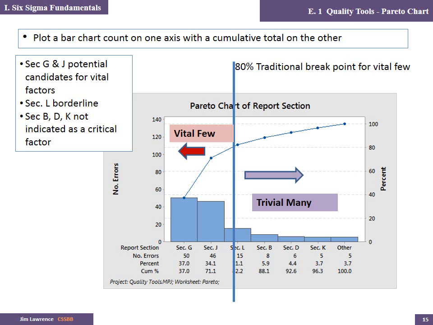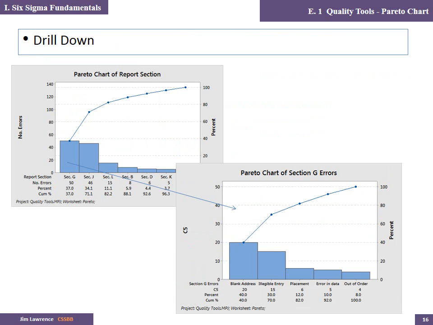So you have section G, section J, and to some extent section L are your critical report sections for focusing your improvement. Now we can use the basic quality concept of stratification to take section G, which is our biggest vital factor, and we can do a Pareto of that. So we see that reporting errors out of section G, bank address, and illegible entry and placement are the top categories in section G with respect to number of errors.